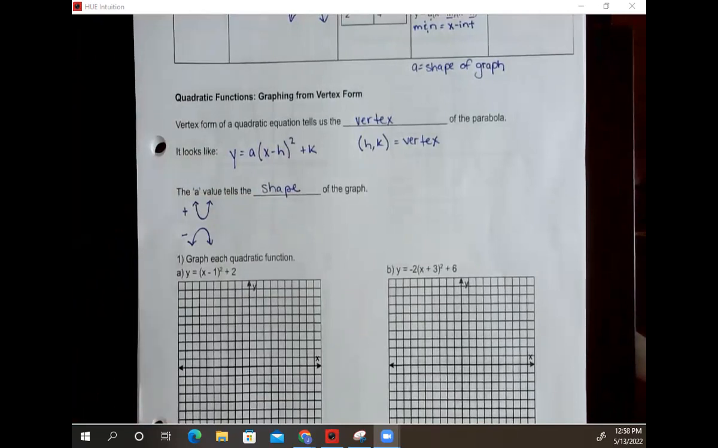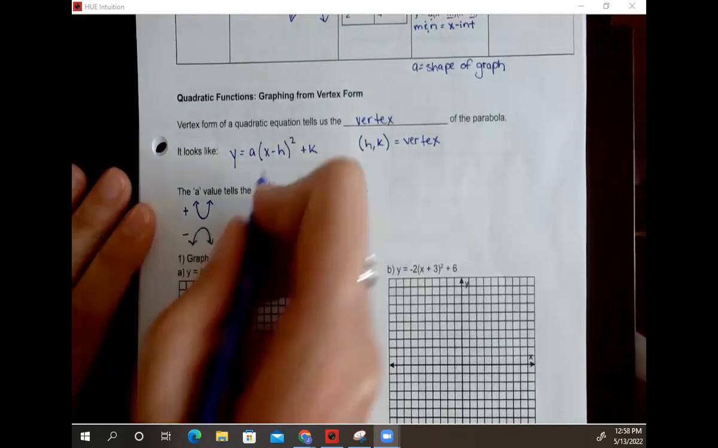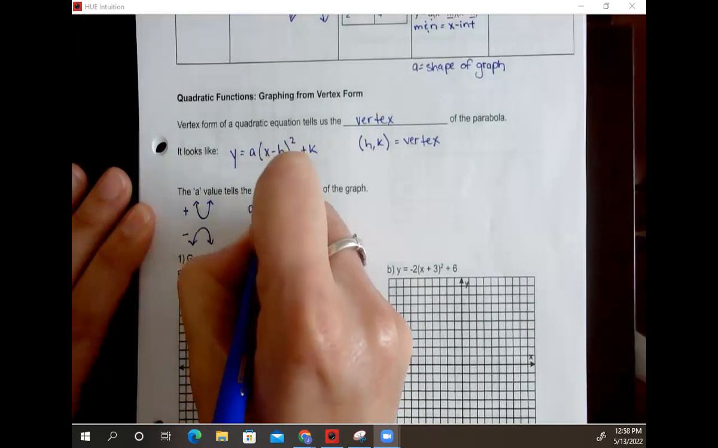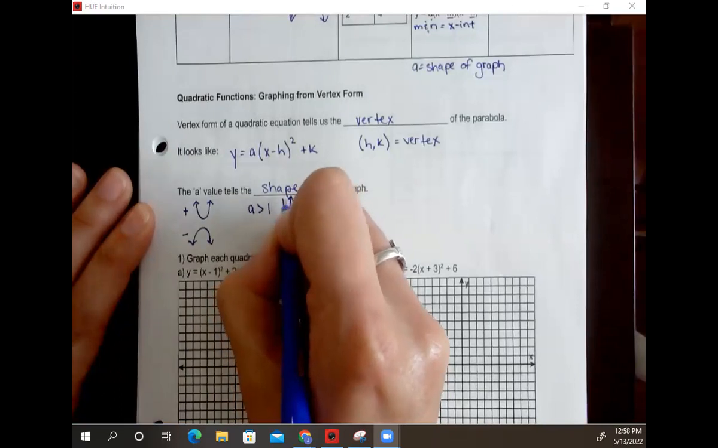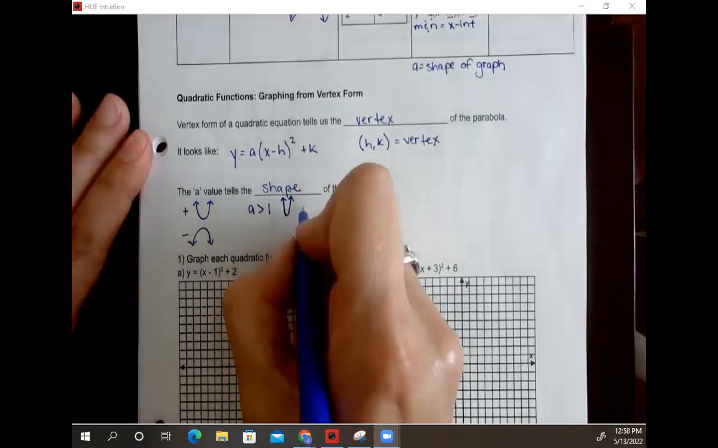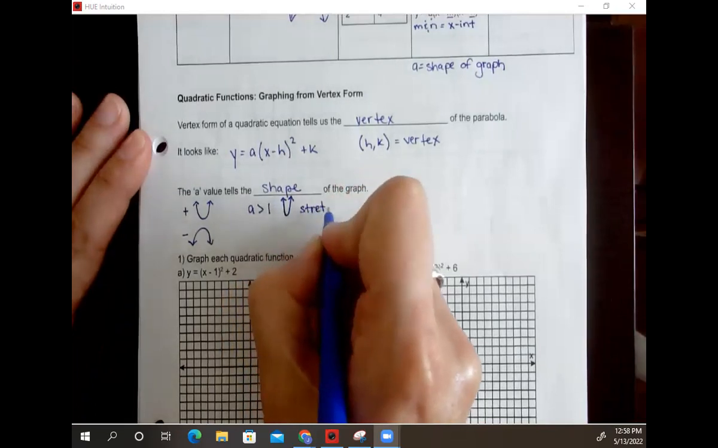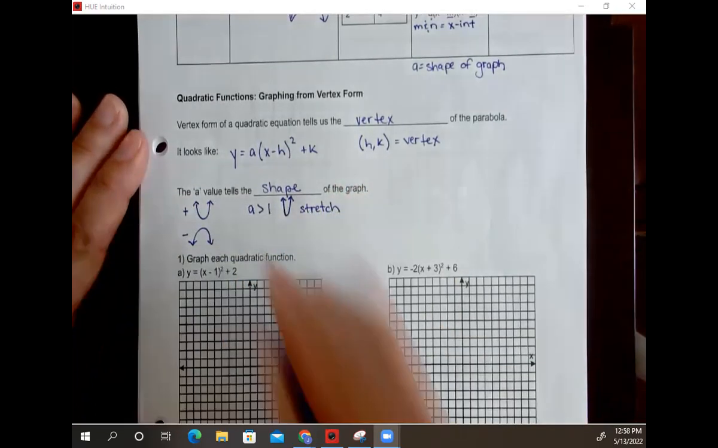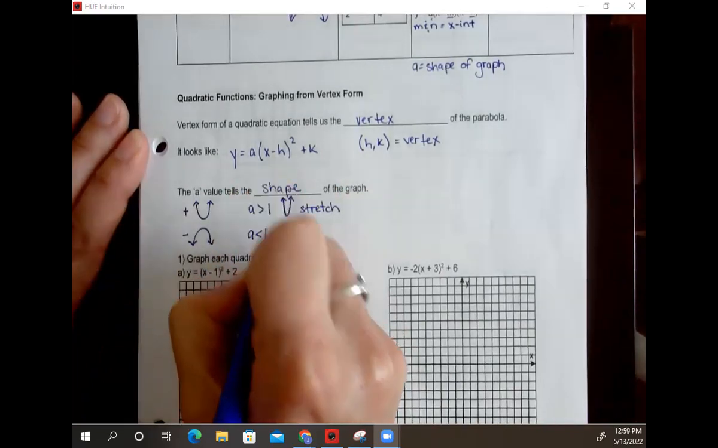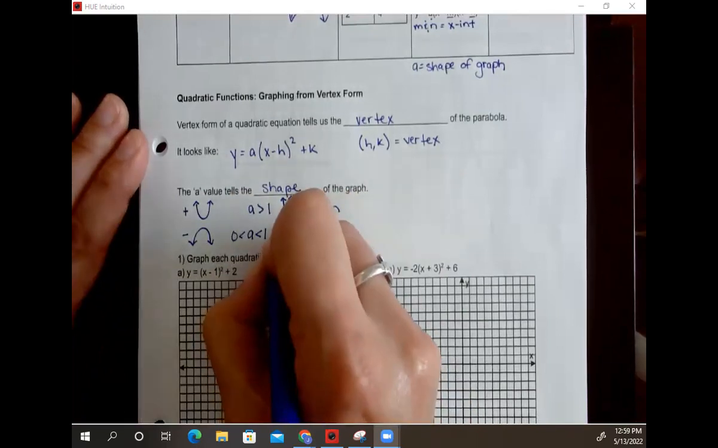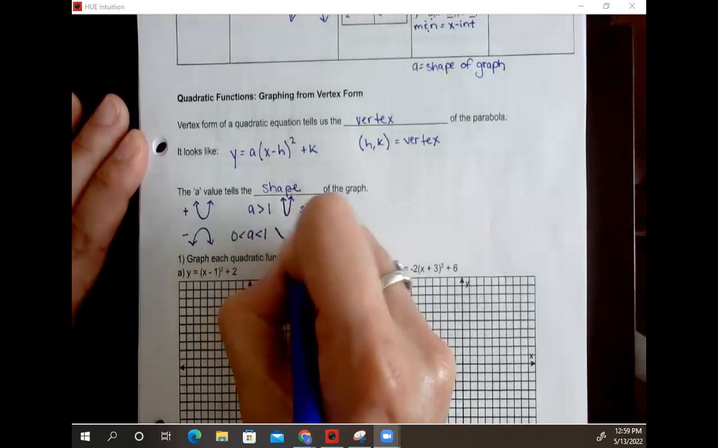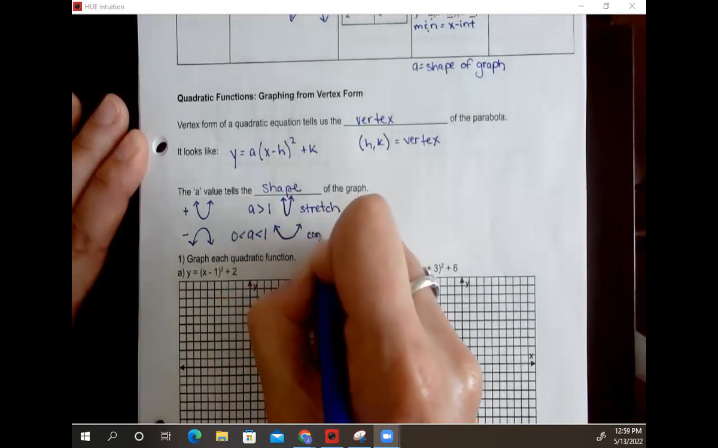So the sign tells me which way my parabola will open, and then the actual value gives me some other information. Ignoring the sign, if my a value is greater than 1, our parabola is going to be super skinny, stretched out, and that's what we called it way back in Unit 8. We said that our parabola was stretched. If our a value is less than 1, again ignoring the sign, then our parabola will be smashed down, kind of widened, or we call this a compression.